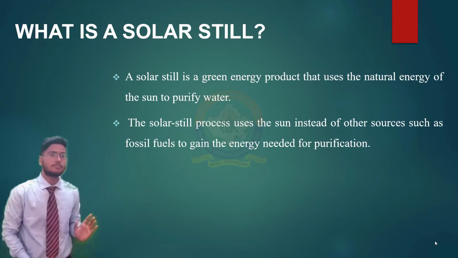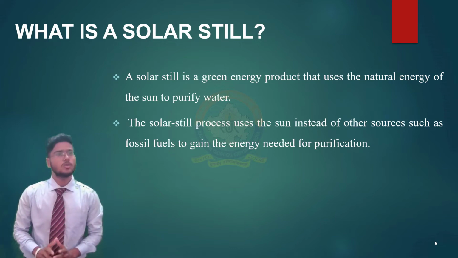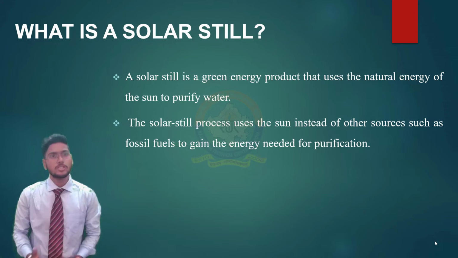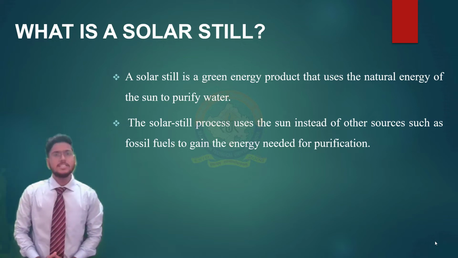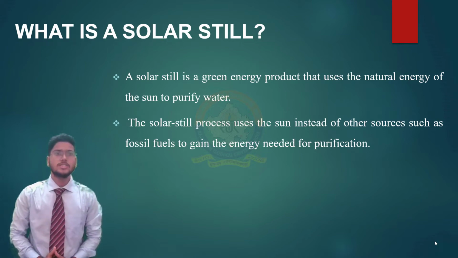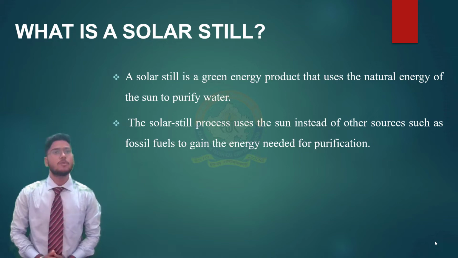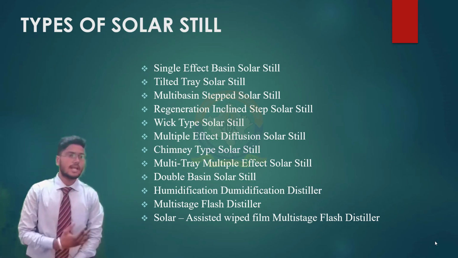Now as we discussed in previous slides about distillation, for distillation solar stills are used. Now the question is, what are solar stills? A solar still is a green energy product that uses the natural energy of the sun to purify the water. The solar still process uses the sun instead of other sources such as fossil fuels to gain the energy needed for purification. There are many types of solar stills that you can see in the slide.